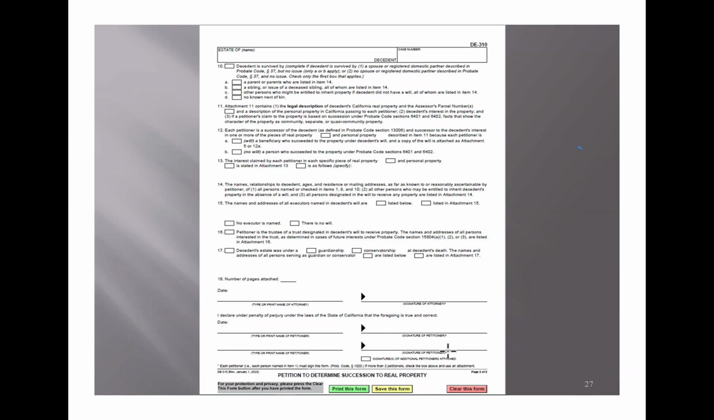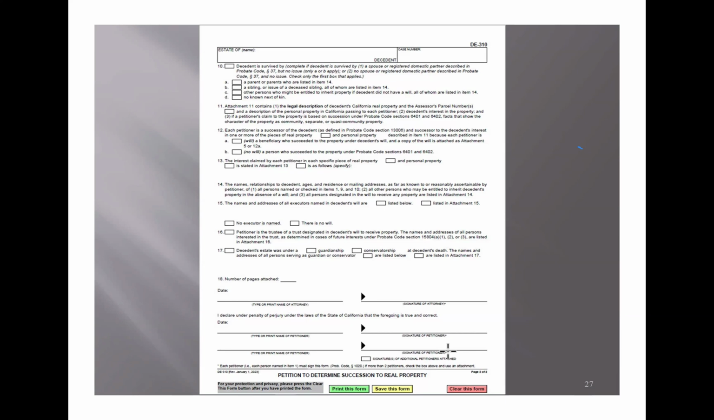Number 13, the interest of each petitioner. So if there's 4 people who each are getting the same interest, 4 children, it would be 25%, 25%. If it's more complicated because maybe there's children, but then there had been deceased children, so now there's grandchildren, or there's a piece of property that the spouse is getting a third of, and then the children are sharing 2/3, you'll have to figure out those percentages and then list them here.